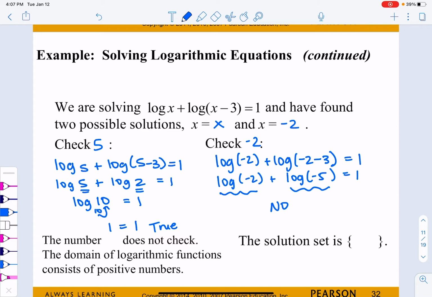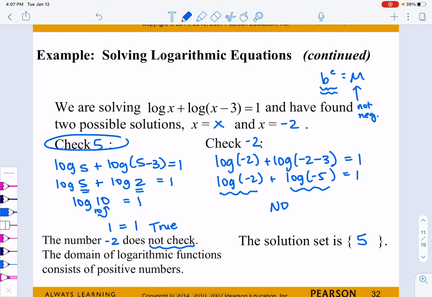It's kind of like taking anything to a power. If I took a number, what was it? B to the C was equal to M. If I take and do any sort of power, anything to a power, I'm never going to end up negative, right? No matter what I take to a power, it's never going to end up negative. That's why our logarithm cannot be a log of a negative value. You're going to blow up your calculator. It's going to tell you have an error. That means negative 2 is not going to be a solution. So negative 2 does not check out. That means our only solution is going to end up being that positive 5.